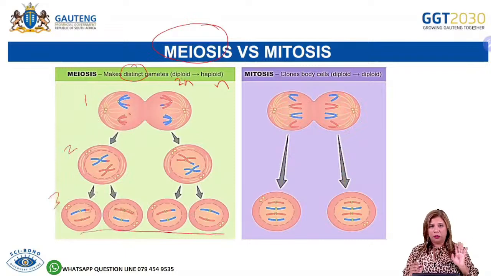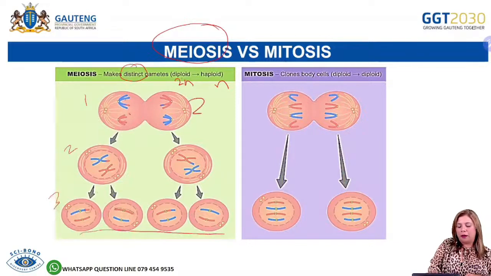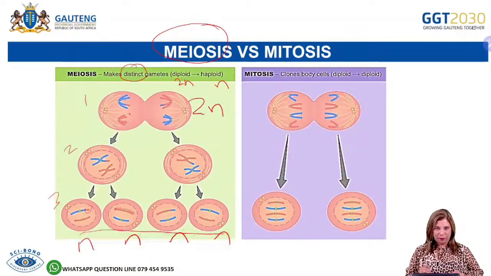Listen, this is what meiosis is all about. It's the formation of these gametes. And the main thing you must remember about meiosis is that it's a reduction division. What is reduction division in simple terms? It means it changes a cell from diploid to 4 haploid cells, and the resulting cells are different from the original cell.